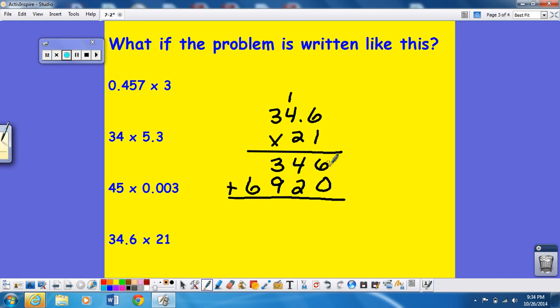Add them up. 6 plus 0 is 6. 4 plus 2 is 6. 9 plus 3 is 12. 6 plus 1 is 7. When I go back and look at my problem, there's only one number past the decimal point, which means in my answer, there can only be one digit past the decimal point. So 34 and 6/10 times 21 equals 726 and 6/10.